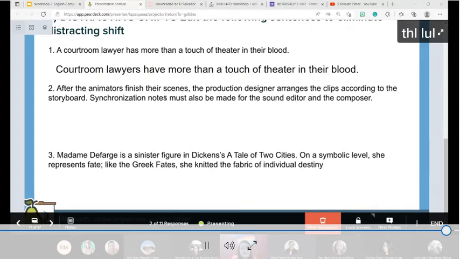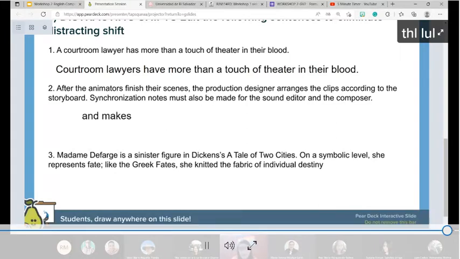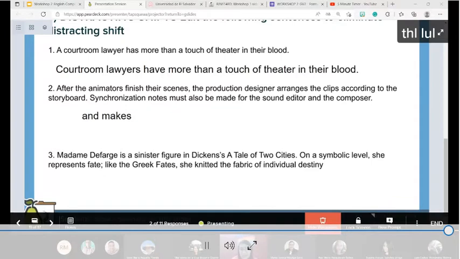Makes synchronization notes. Number 3. Madame Defarge is a sinister figure in Dickens' A Tale of Two Cities. On a symbolic level, she represents fate, like the Greek fates. She knits the fabric of individual destiny.